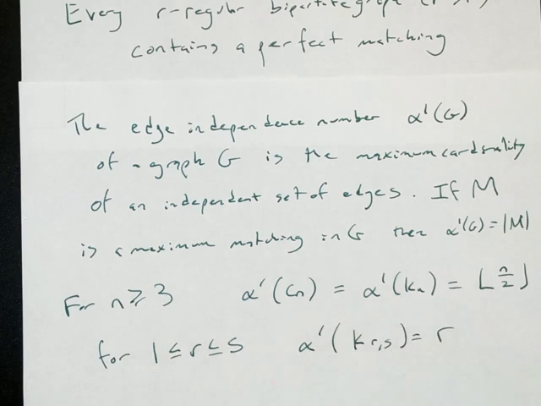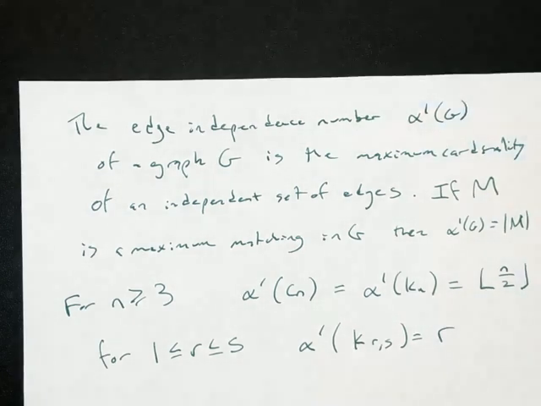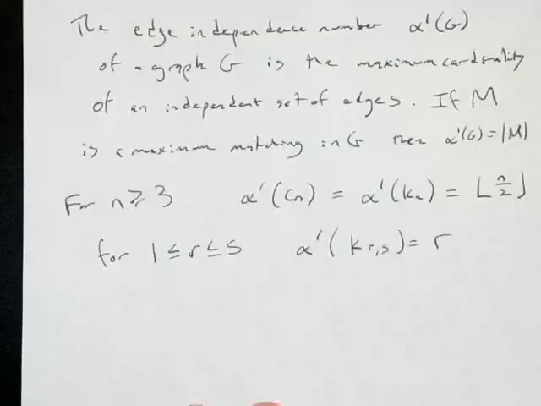What's K_{R,S} when I write it that way with the subscripts? Where one set has size R and the other set has size S. If they're not the same, I'm not going to get a perfect match because I'll be missing some vertices, and you can only match whichever one is smaller. And that's why I said R less than or equal to S here.